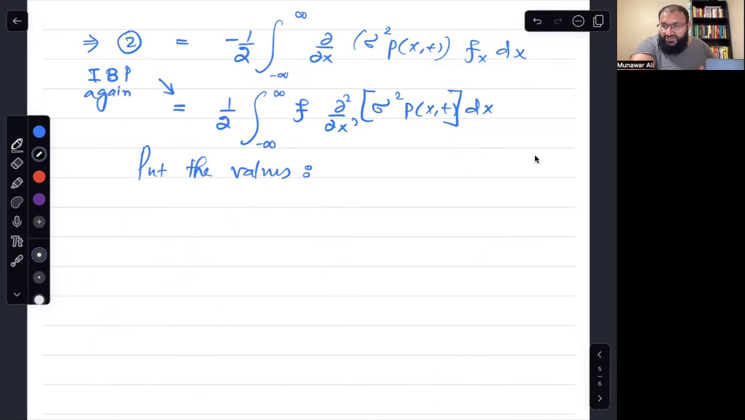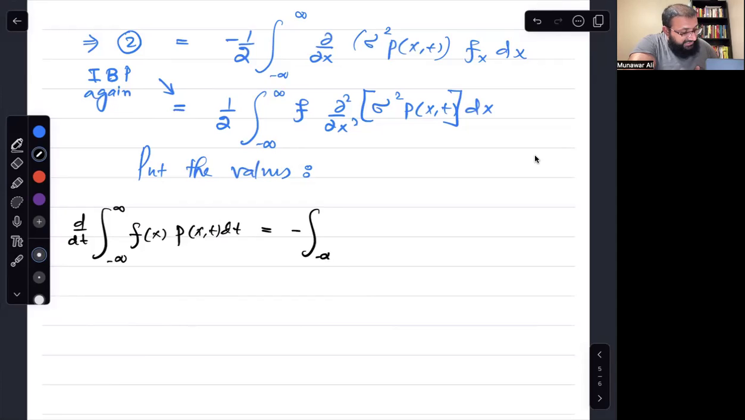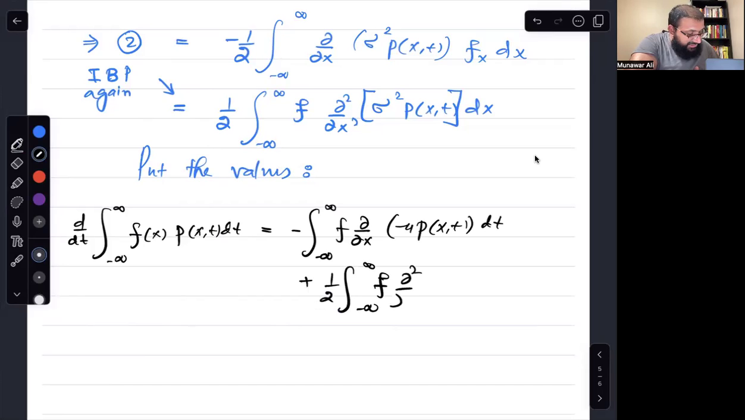So if I put these values in, then obviously I'll get d/dt of the integral from negative infinity to infinity of f(x) p(x,t) dx, equal to minus the integral from negative infinity to infinity of the partial of f with respect to x times mu p(x,t) dx, plus 1/2 the integral from negative infinity to infinity of f double prime, the second derivative, times sigma squared p(x,t) dx.